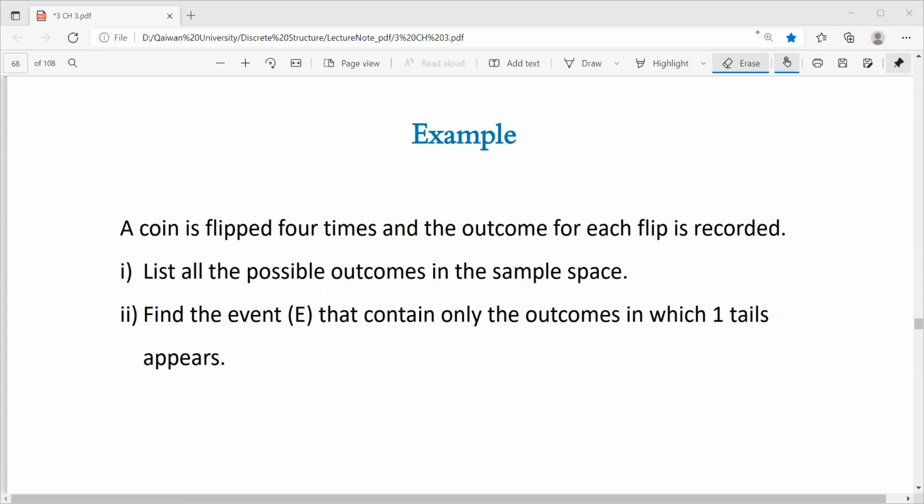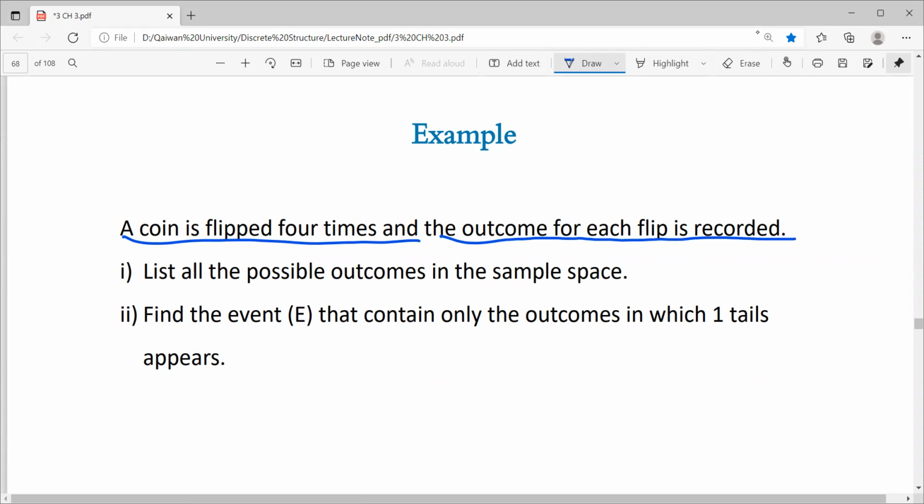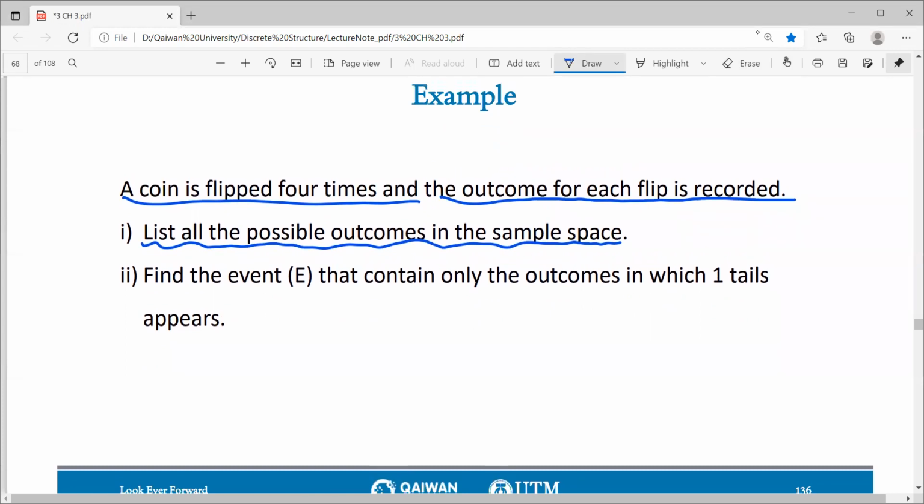Example 1. Here it says a coin is flipped 4 times. We have a coin. In a coin, we either have tail or head. We have these two. We say a coin is flipped 4 times. The outcome for each flip is recorded. First, we should list all the possible outcomes in the sample space. So that means we should write down the sample space, each possible outcome. I'm going to write down all of them here.